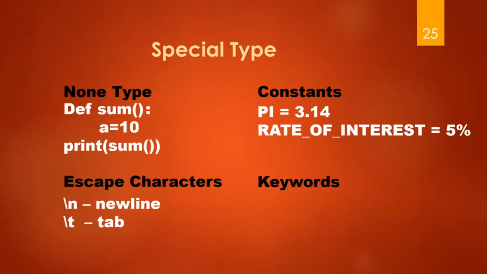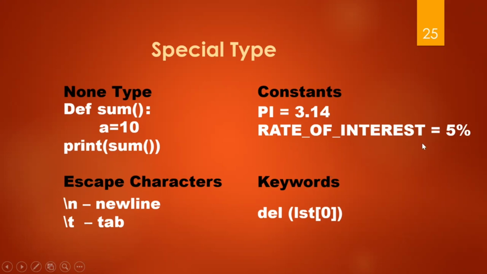Special types. So these are some special types. I told you about escape sequence characters, /n for new line, /t for tab. Constants. Constants are like pi. We know in maths pi is 3.14, that is 22/7. So if you write it in capital letters, it is regarded as a constant value. No one can change it.